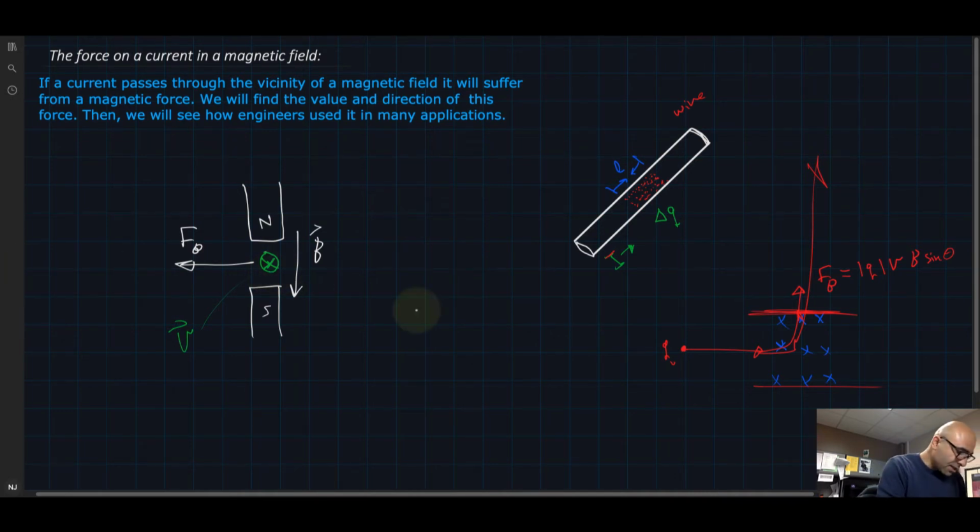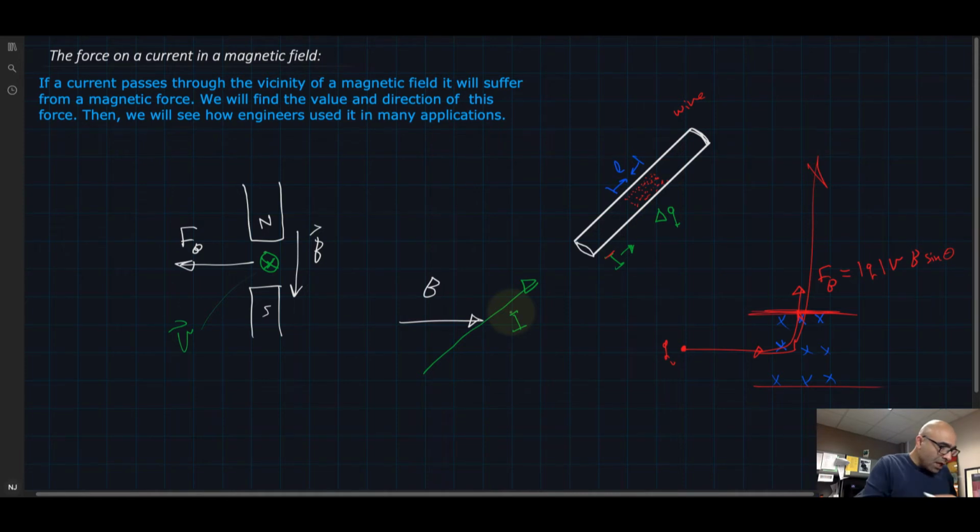Let's have another example. Let's say we have a magnetic field going this way, and we have a current going this way. So that's a current, I. All right. We put our thumb like this for the direction of the current, and we put the magnetic field for this. So the direction of the current is this way and the magnetic field is this way.